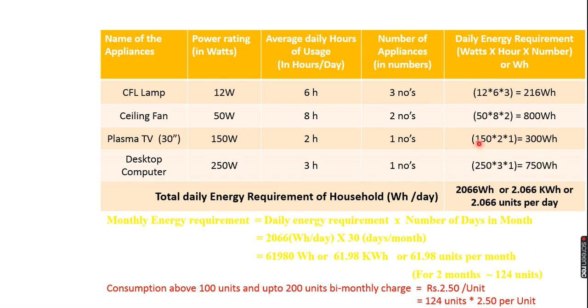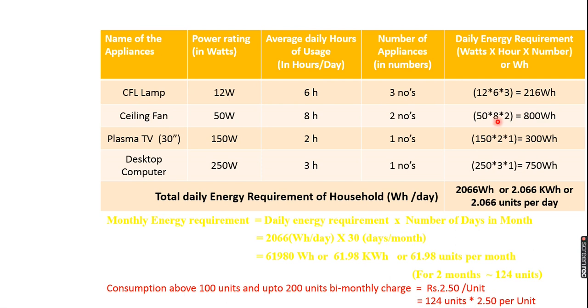And plasma TV is around 150 watts into 2 hours into 1 number. Total is around 300 watts hours. And the fourth one is desktop computer, 250 watts into 3 hours into 1 number, totally 750 watts hour. In the fifth column we get the watts hour for the specific appliances.